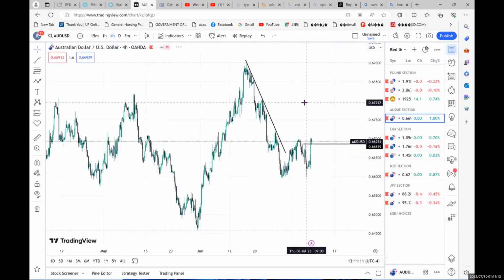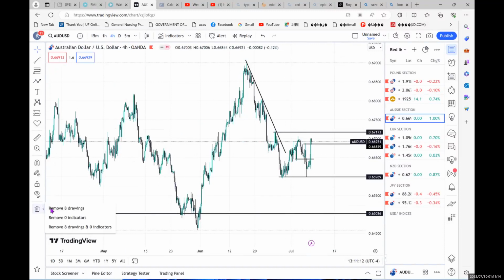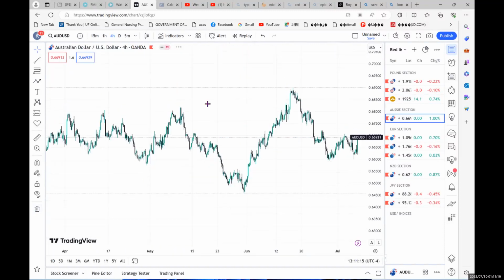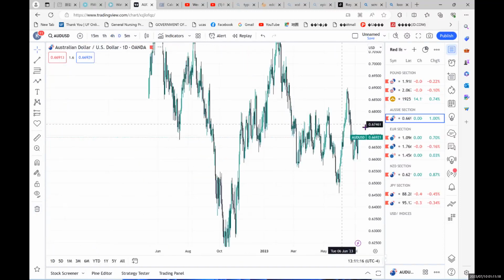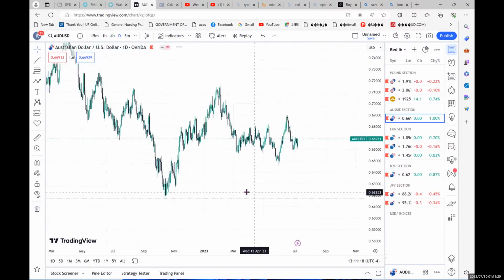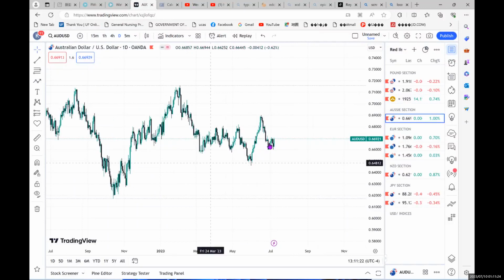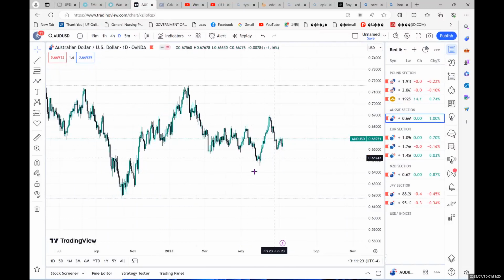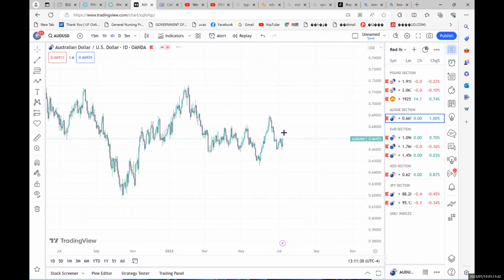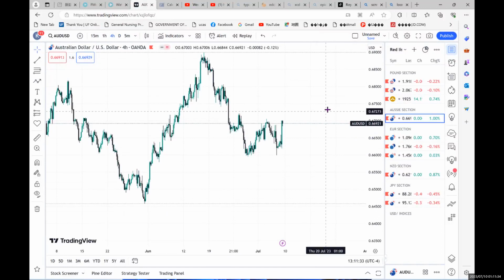Let's move on to AUD USD. All right, let's check the daily. AUD USD is looking a bit crazy here. There's not much direction here on the daily. Let's come into the 4-hour and see what we can find.